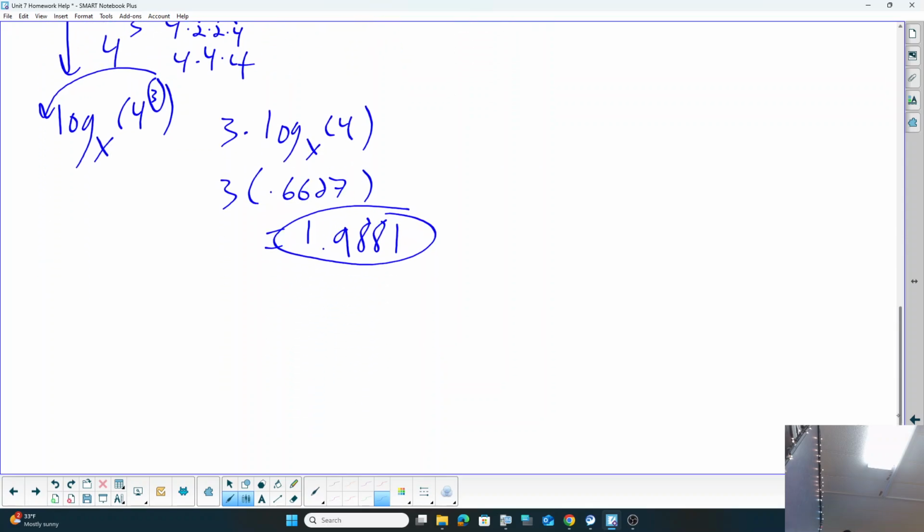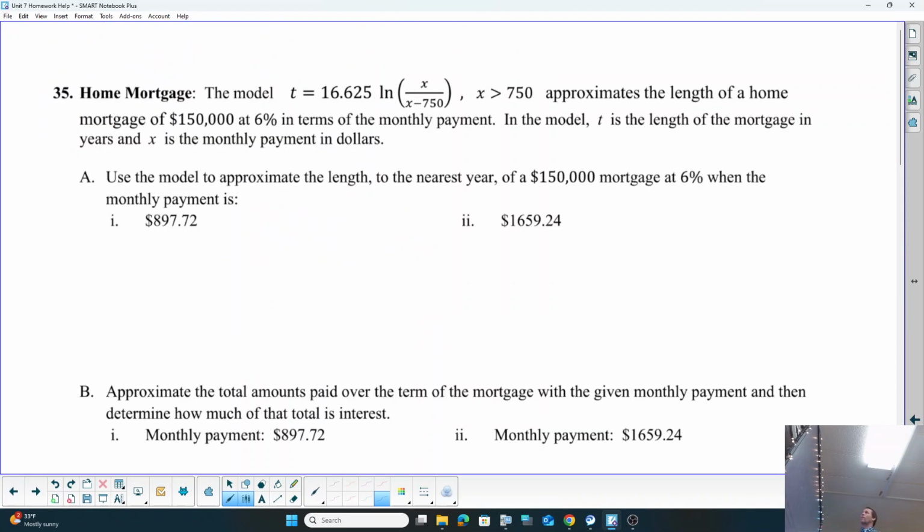Let's take a look at our word problems next. And so we have our home mortgage model. T equals 16.625 ln of x over x minus 750, where x is greater than 750, because you don't want 0 on the bottom. T is the length of the mortgage in years, and x is the monthly payment. Use the model to approximate the length to the nearest year of a $150,000 mortgage at 6% when the monthly payment is $897.72. So our monthly payment is in terms of x.